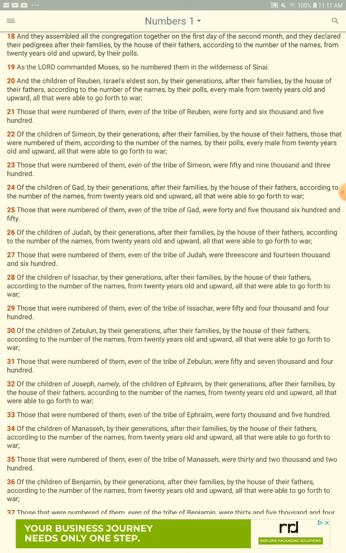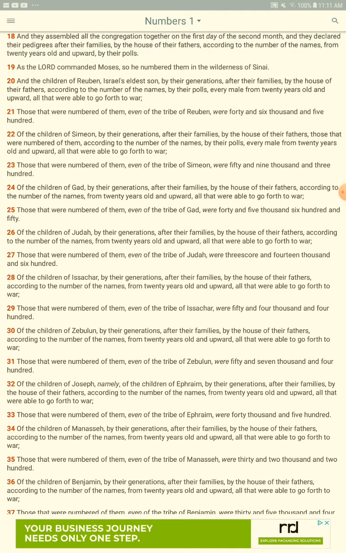They declared their pedigrees after their families, by the house of their fathers. That lets you know right there that there are no mixed people. Everything is done according to the father. Whatever the father is, that's what the child is. This concept of mixed people was just made up in America. There's no truth to it.